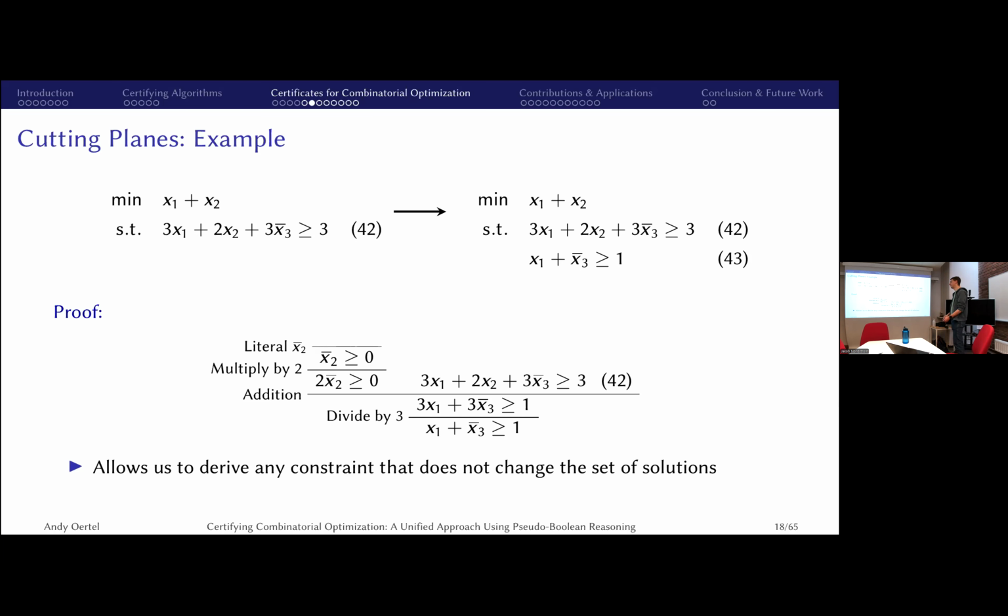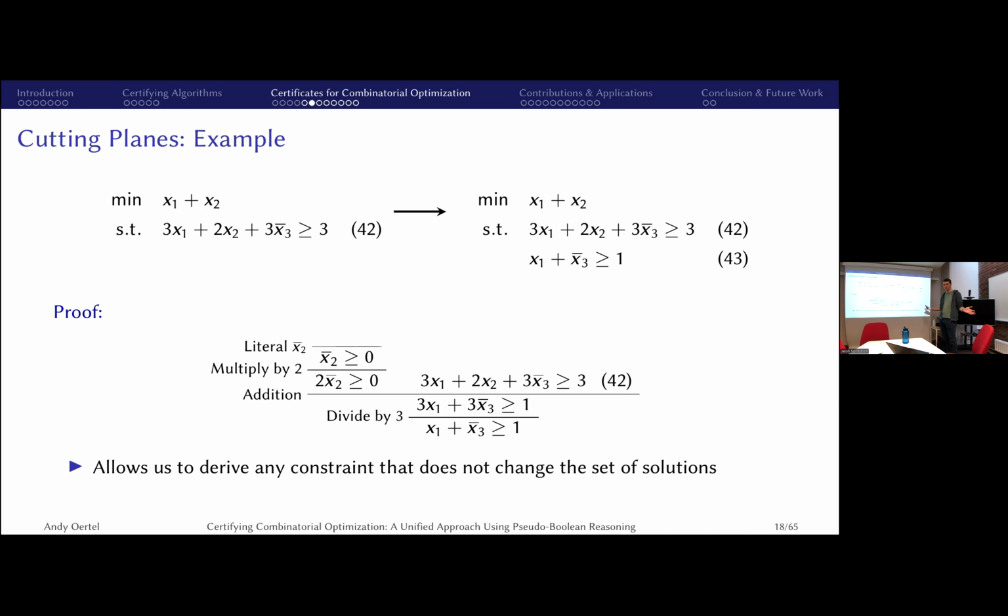And then there's this nice thing about cutting planes, especially with this division rule, that it's implicationally complete. So any constraint that we can derive by cutting planes does not change the set of solutions, and any constraint that does not change the set of solutions can be derived by cutting planes. So now we have a way to derive constraints where the set of solutions is preserved.